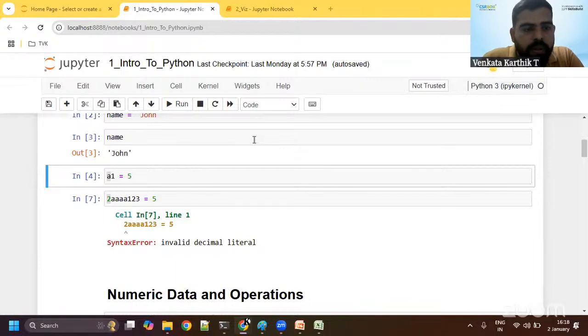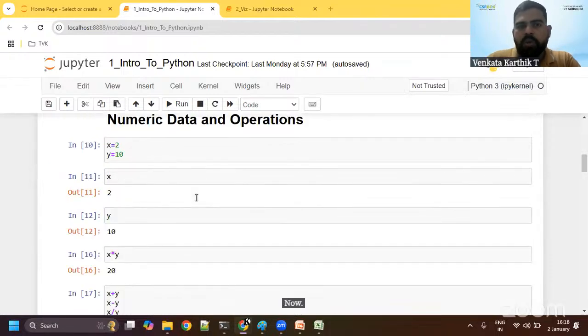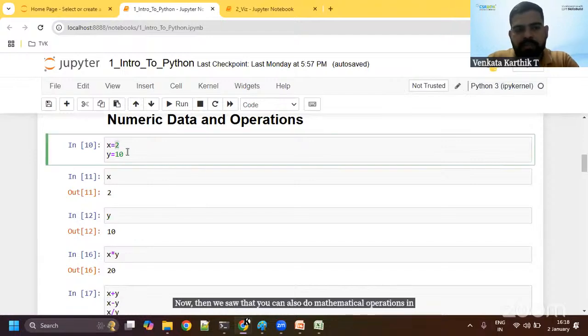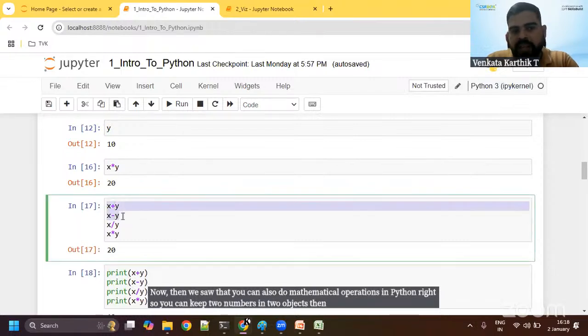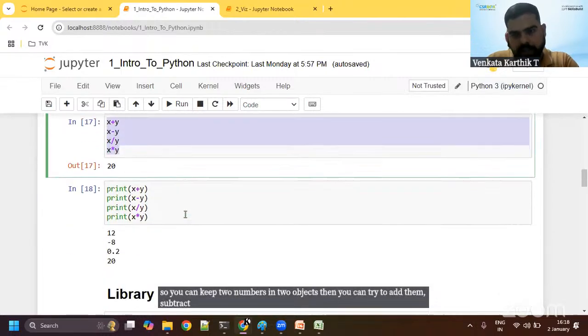Now, then we saw that you can also do mathematical operations in Python, right? So you can keep two numbers in two objects. Then you can try to add them, subtract them, divide them, multiply them.